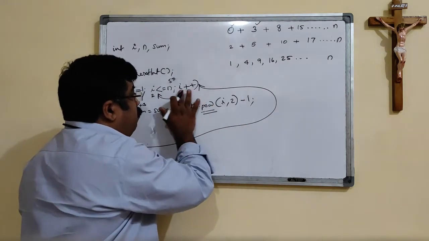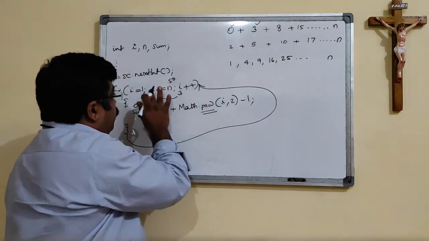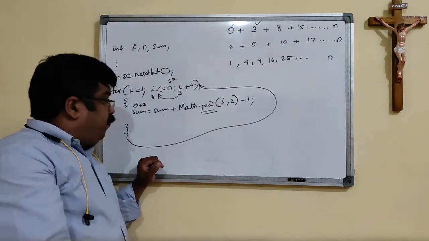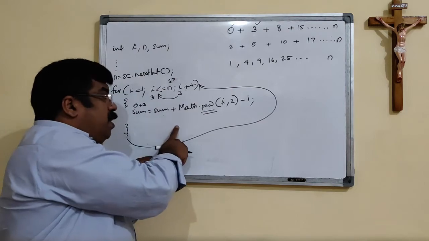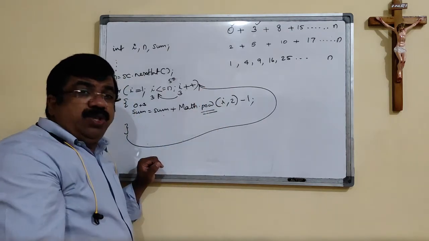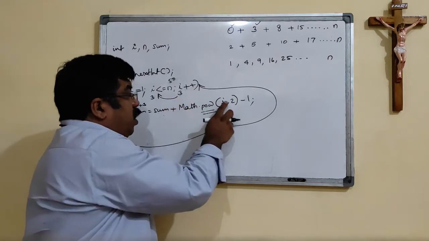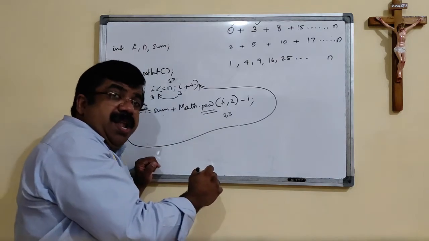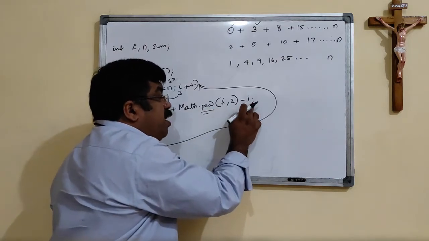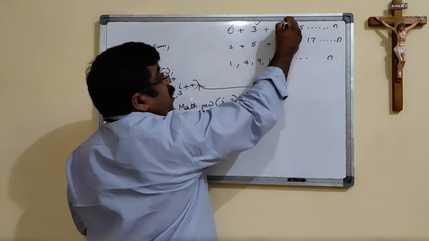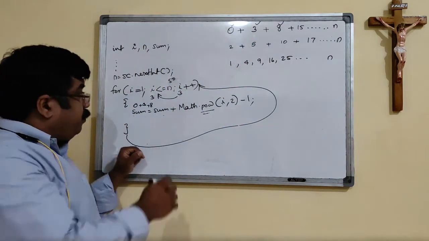Again, i became 3. Checking whether 3 is less than 50. The condition is true. sum = sum + Math.pow(i, 2) - 1. What is i? i is 3. 3, 2 means 3 into 3 is 9. 9 minus 1 is 8. 8 is added there. See, the required 8 we got.